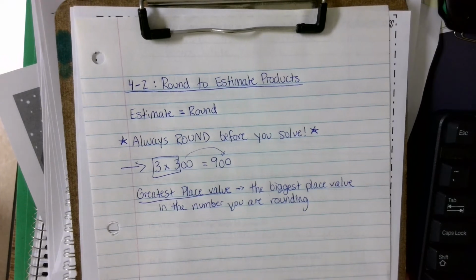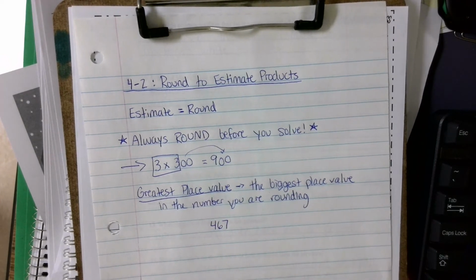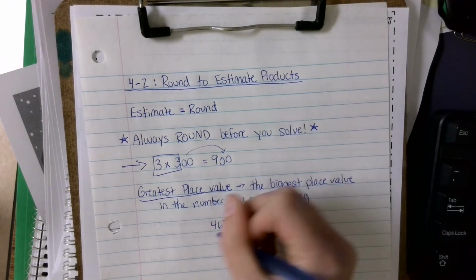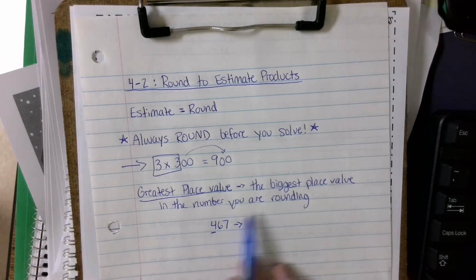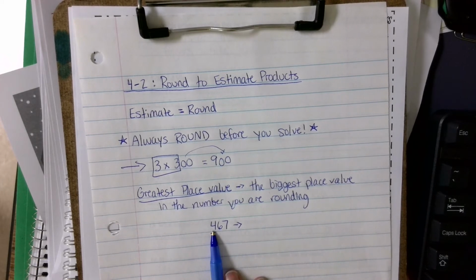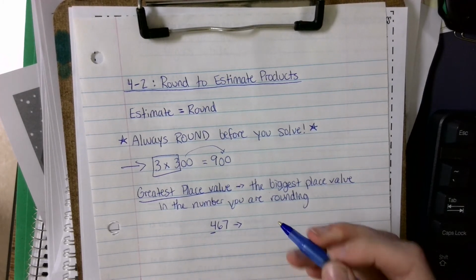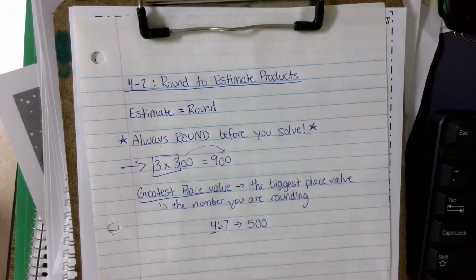So what that means is if I have a number like 467 and I say round to the greatest place value, that means I'm going to round to the hundreds place because the hundreds place is the biggest place value in the number I'm rounding. So if I was rounding this, I would find the place, look next door. 6 is 5 or more, so my 4 becomes a 5 and everything else becomes zeros. So 467 rounds to 500. Okay, so let's go ahead and do a few examples.